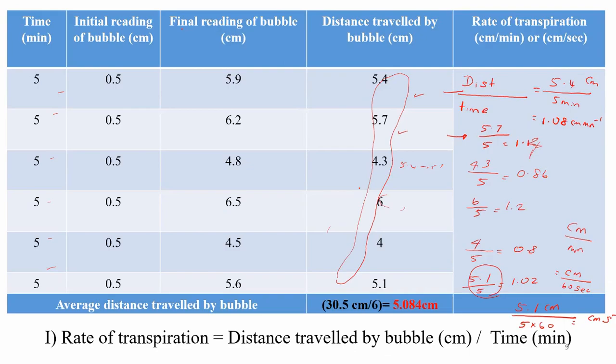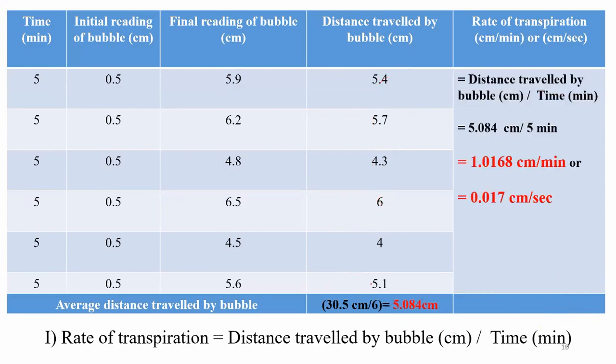Now we have the 5.084 centimeter distance over 5 minutes time. So what's the rate of transpiration? 1.0168 centimeter minute minus 1, or 0.017 centimeter per second, because 1 minute is equal to 60 seconds. So 1.0168 over 60 will give 0.017 centimeter second minus 1.